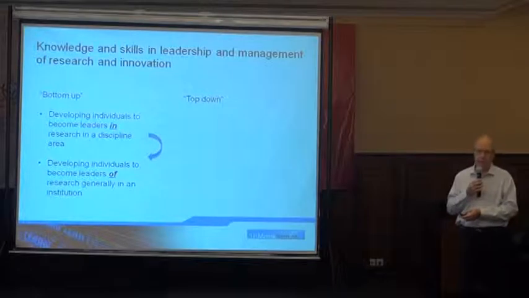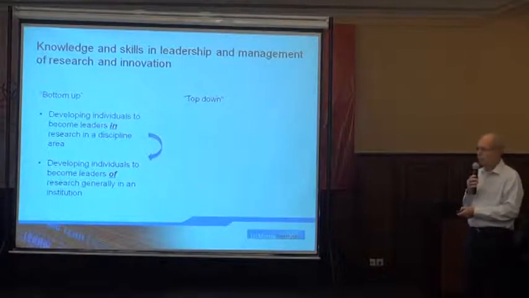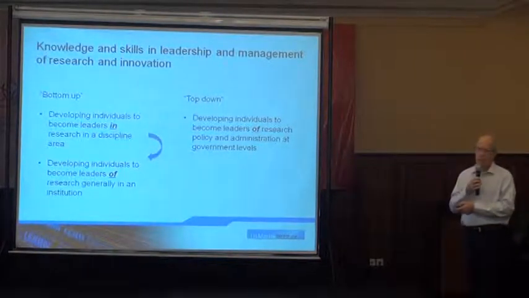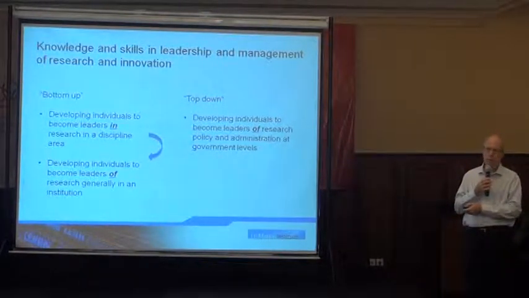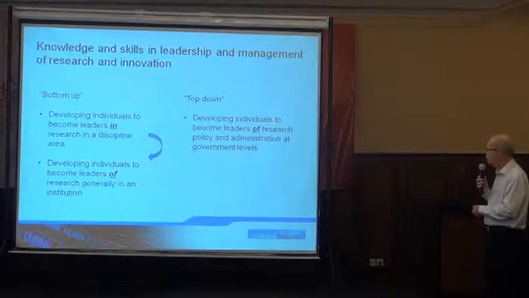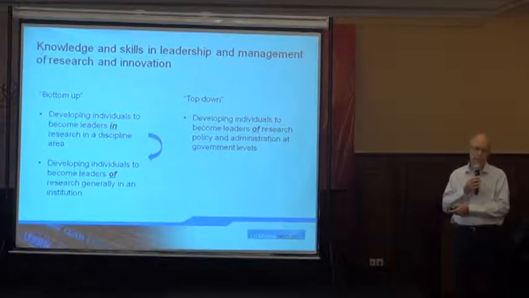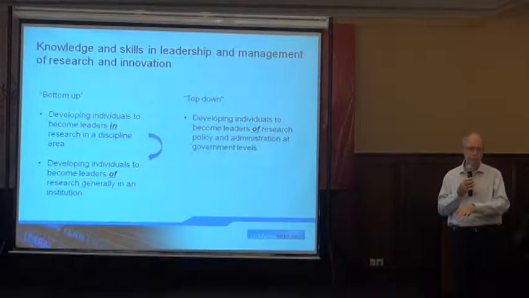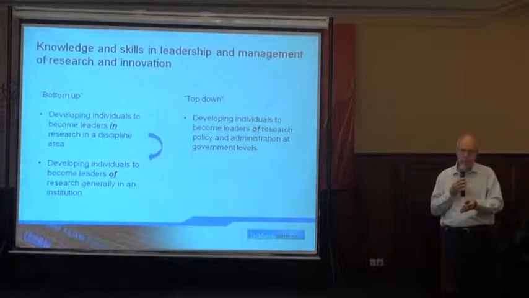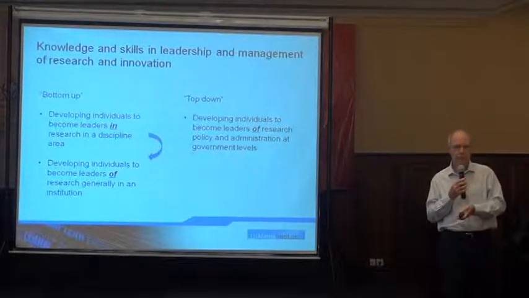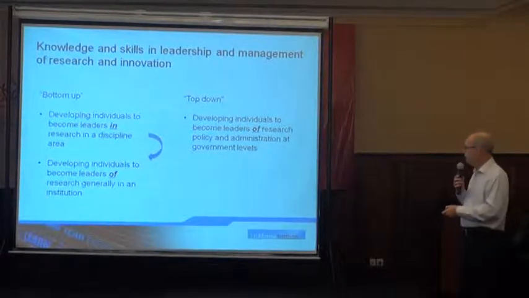Then there's the top-down issue. Now, what do we mean by top-down? Well, very simply, if you have a good innovation and research system in your country, then it will start with the government. So we need to develop individuals to become leaders of research, policy and administration at government levels. So the government has a significant influence over what you can do at your institution level. Very simply, by how many resources do they provide to the university to do this research activity. That's one of them, but there are several more.